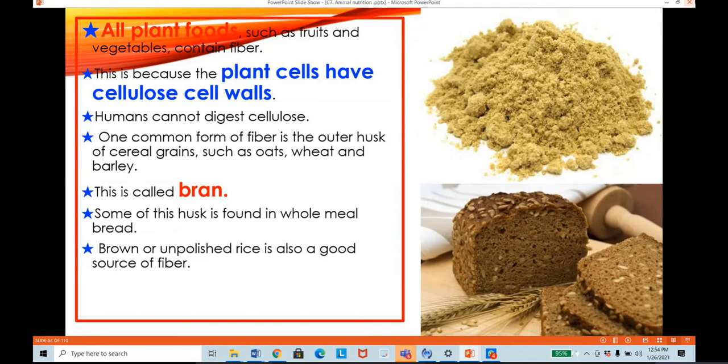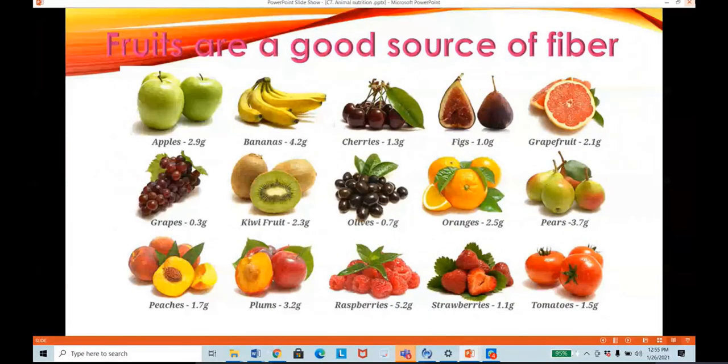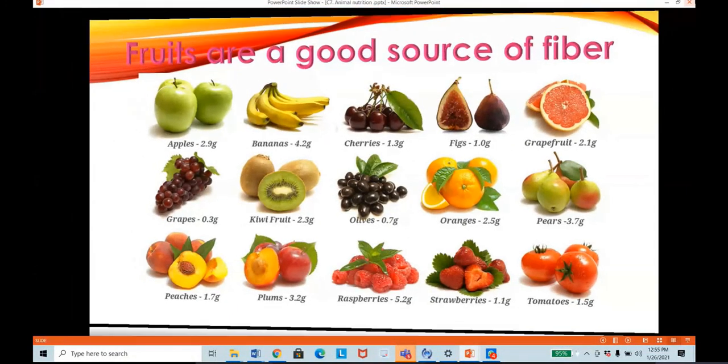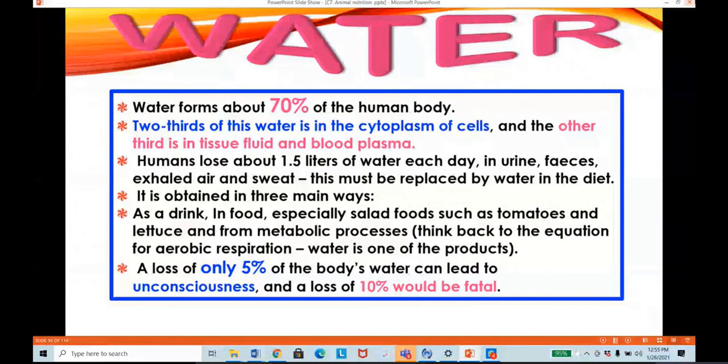So the presence of this fiber in the food makes the digestion and the removal of the food easy from our body. So one common form of fiber is the outer husk of cereal grains such as oats, wheat and barley, known as bran. And some of this husk is found in wholemeal bread. Brown or unpolished rice is also a good source of fiber. Here you can see all the fruits which are a very good source of fiber. So you should include these in your diet.